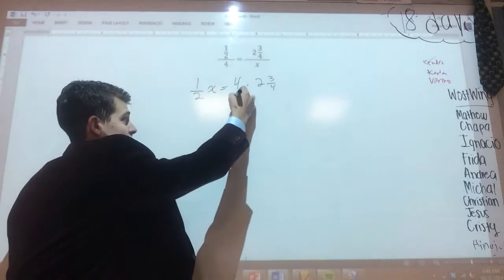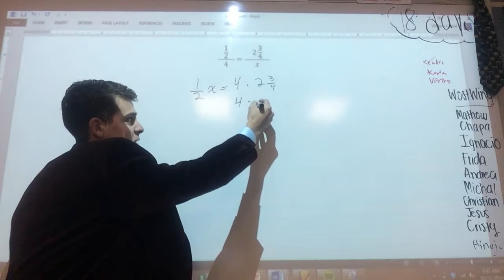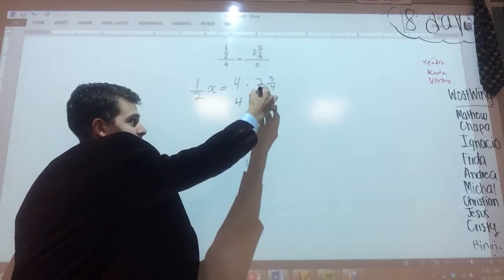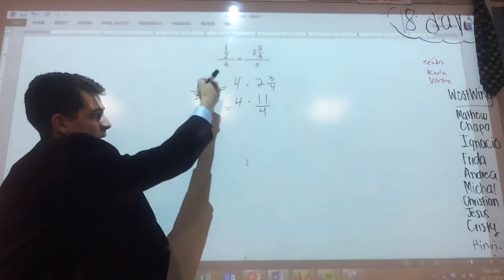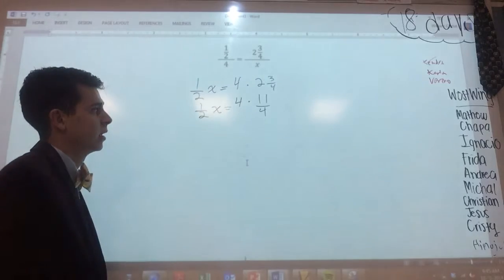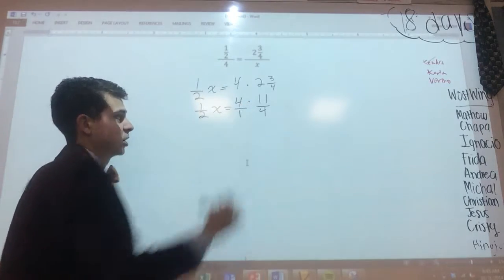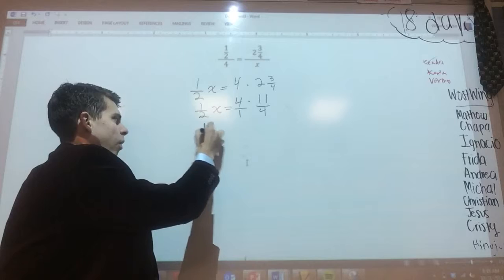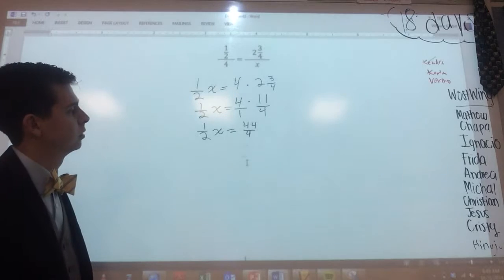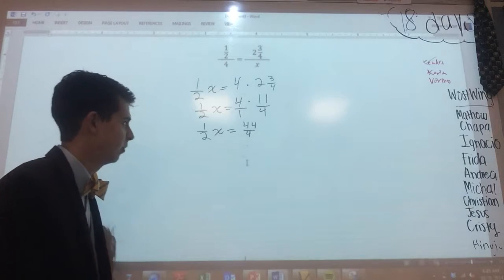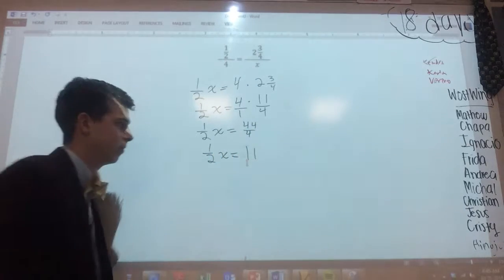This here is going to be 4 times, I need to turn this mixed number into an improper fraction. So 2 times 4 is 8, plus 3 is going to be 11, and it's still over 4, 11 fourths. I'm just bringing everything else down, one step at a time. 4, if I'm multiplying fractions, I need to have the whole number as a fraction, so it'll be like this. So now 1/2 x is equal to 44 over 4. Well, that actually turned out nice. They didn't intend for that, but it's pretty nice. 1/2 x is equal to 44 divided by 4 is 11.